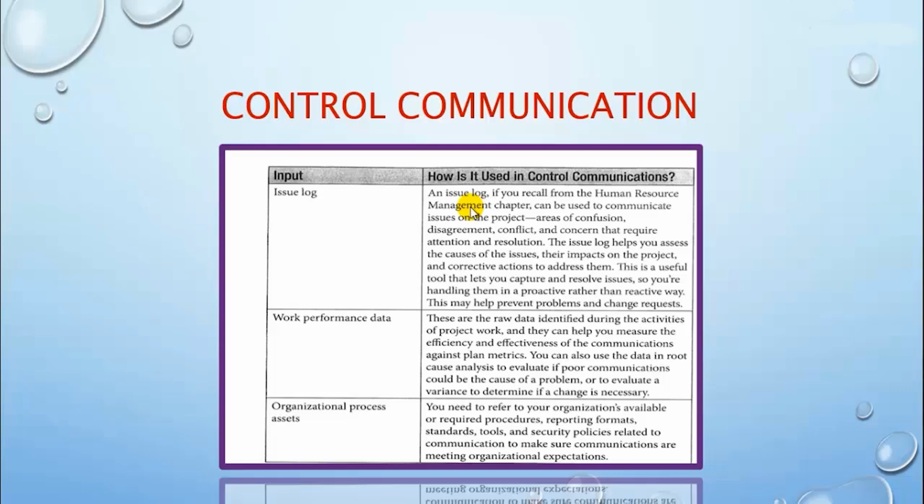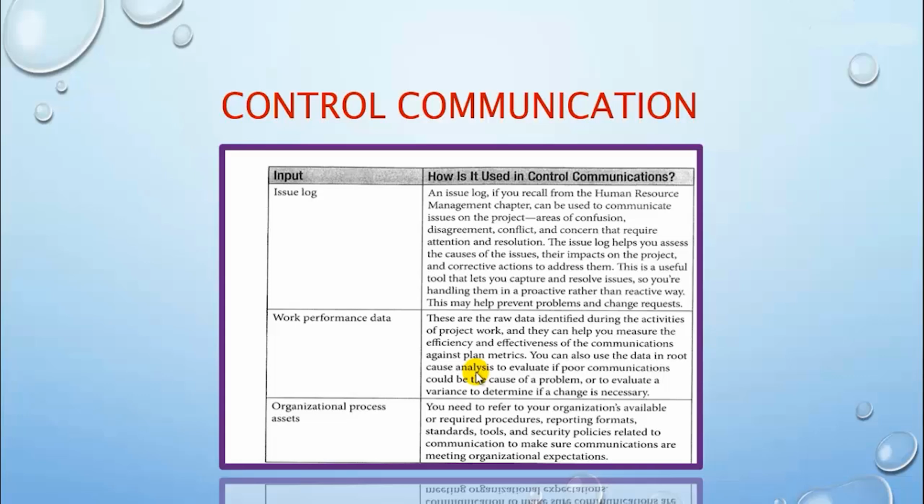Then comes the work performance data. These are the raw data identified during the activities of project work, and they can help you measure the efficiency and effectiveness of the communication against plan metrics. Work performance data is very important, because whenever you have quality audits and metrics, you always have plan data, and then your plan is measured against the actual data. This is what work performance data is.